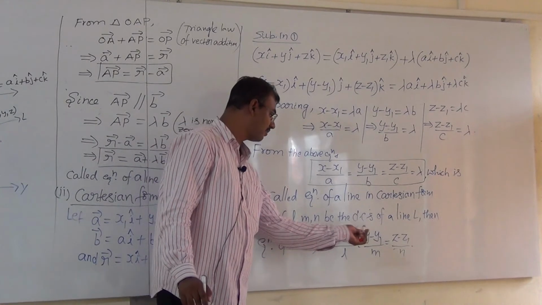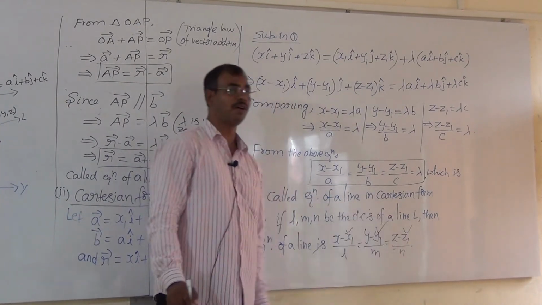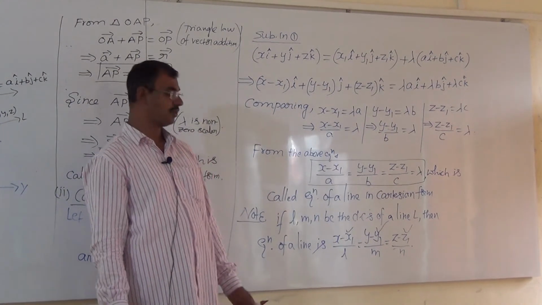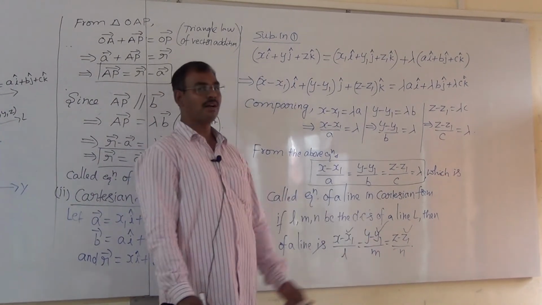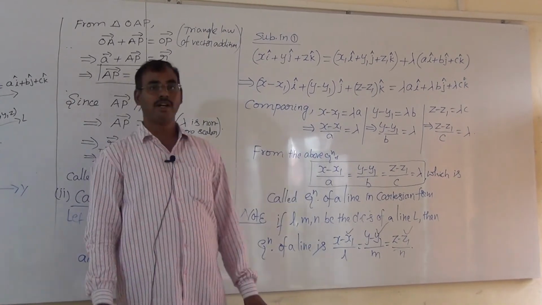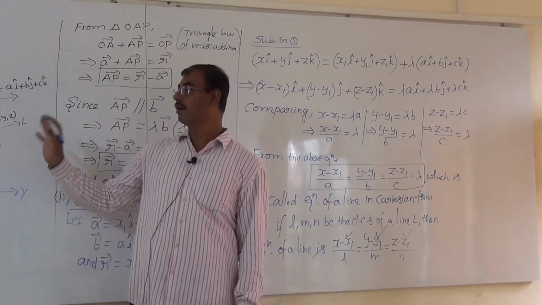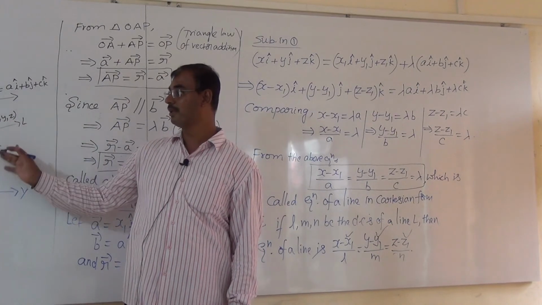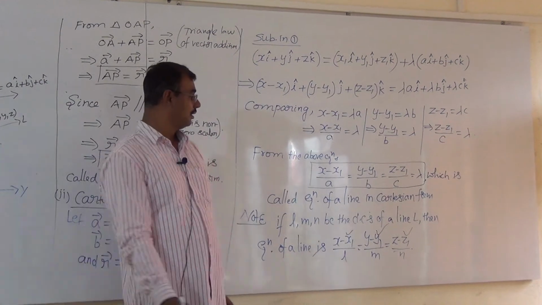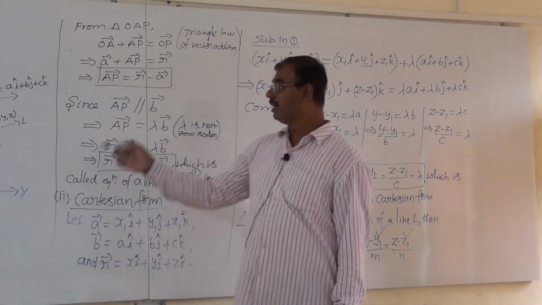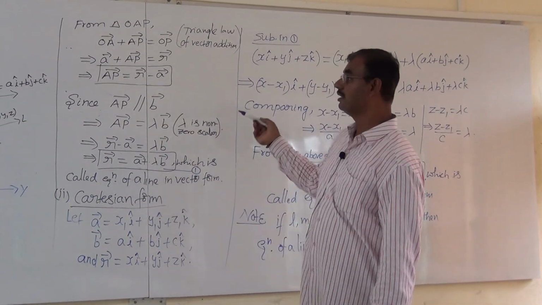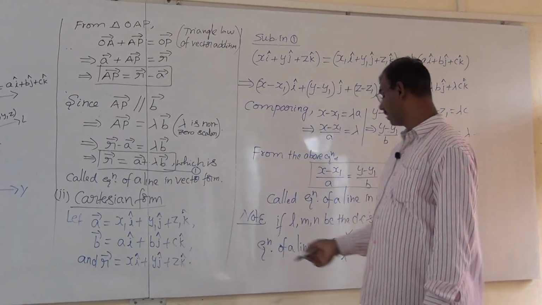Remember, x1, y1, z1 is a point only. a, b, c are called direction ratios. l, m, n are called direction cosines. Keep in mind, this is a very important topic. All of you practice two to three times on paper and send it to me also. This is very important. Is this clear? Do we have any doubt? Ask me here. This is the vector form, this is the Cartesian form. Okay, right.